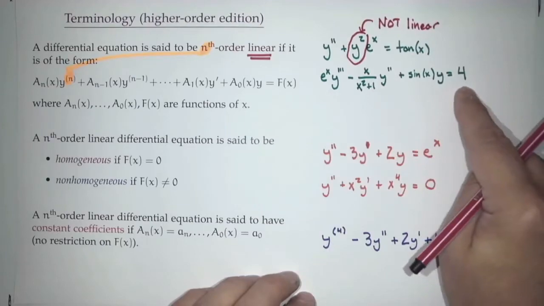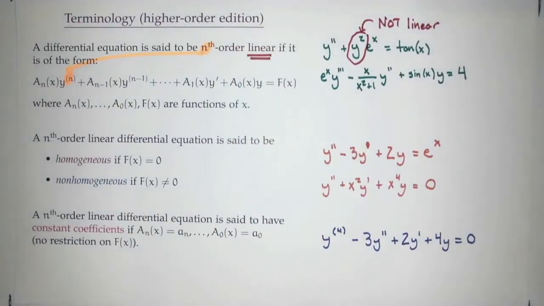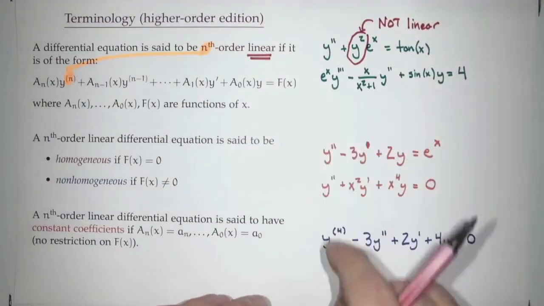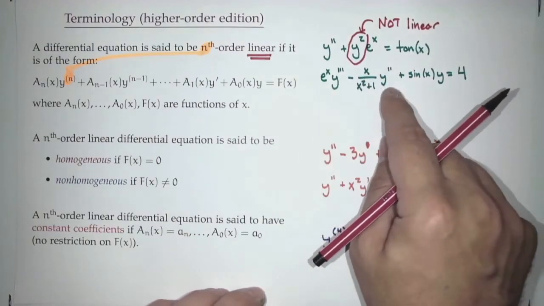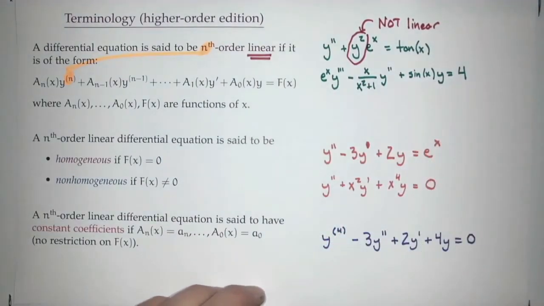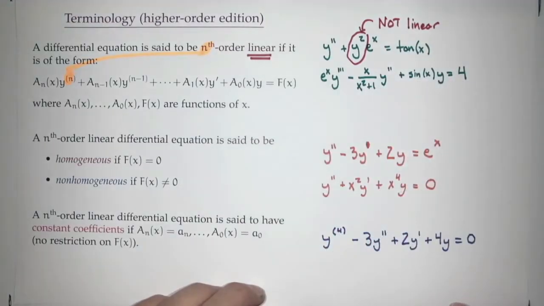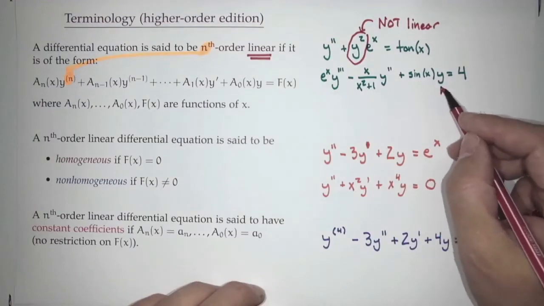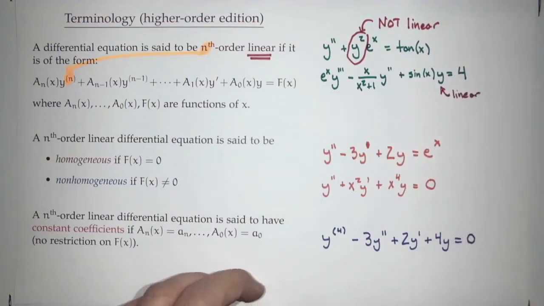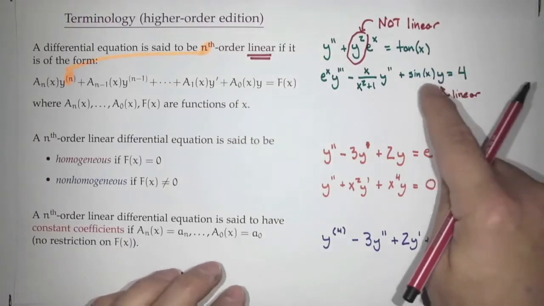How about this one? So e to the x, y triple prime, which is the third derivative, minus x over x squared plus 1 times y double prime, plus sine of x times y equals 4. Linear? Not linear? Now there's lots of really crazy functions here. Are you sure you want to say linear? Yeah. See, those crazy functions are the functions of x. When we talk about linear, we're talking about it in terms of how it is in regards to y and the derivatives of y. So this is linear. Even though you have weird functions, that's no problem.